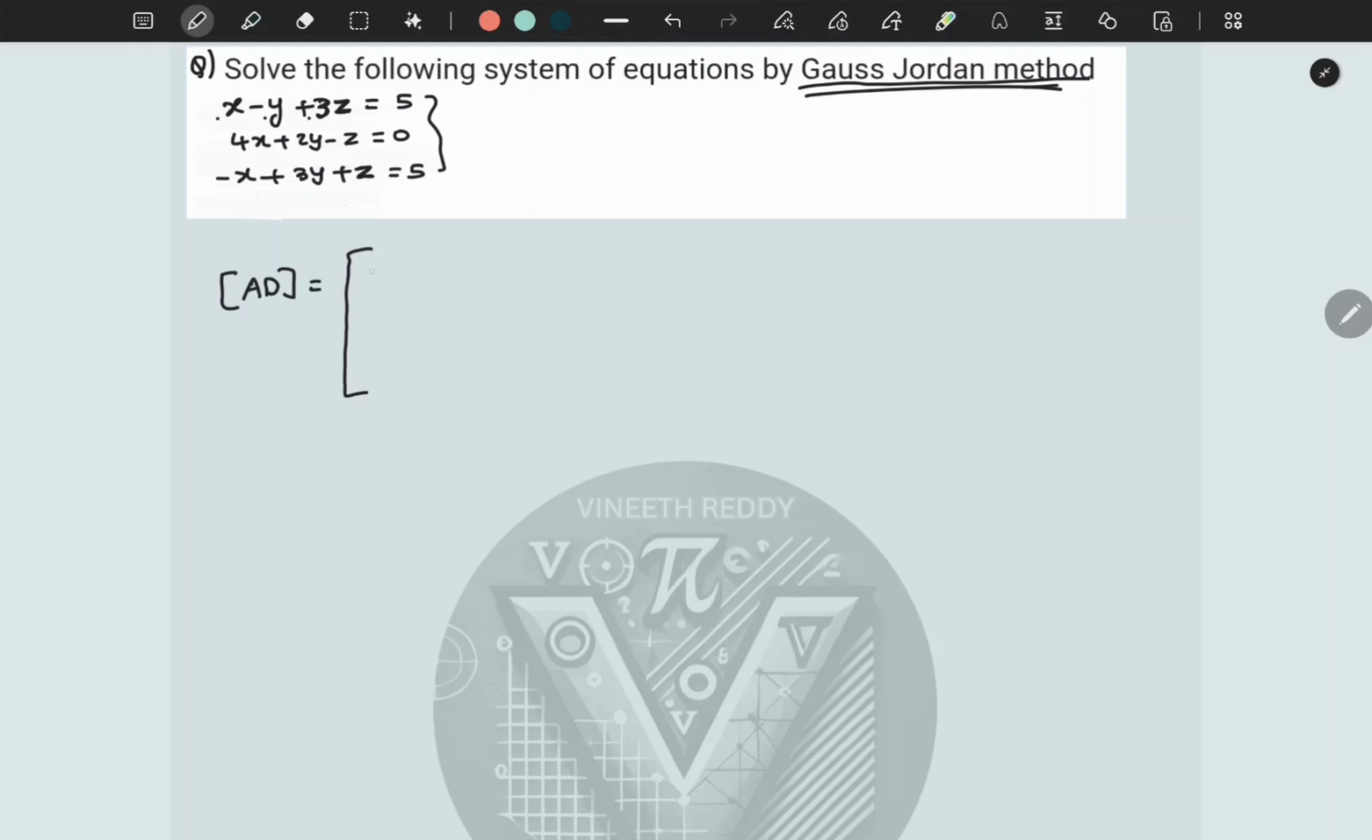That should be noted. So in the first row, we will write the coefficients of the first equation. So 1, -1, 3, 5. And in the second row, 4. Now it is 2y actually. 2, -1, 0. And in the third row, -1, 3, 1, 5. I hope this is clear. So it is 3 actually.